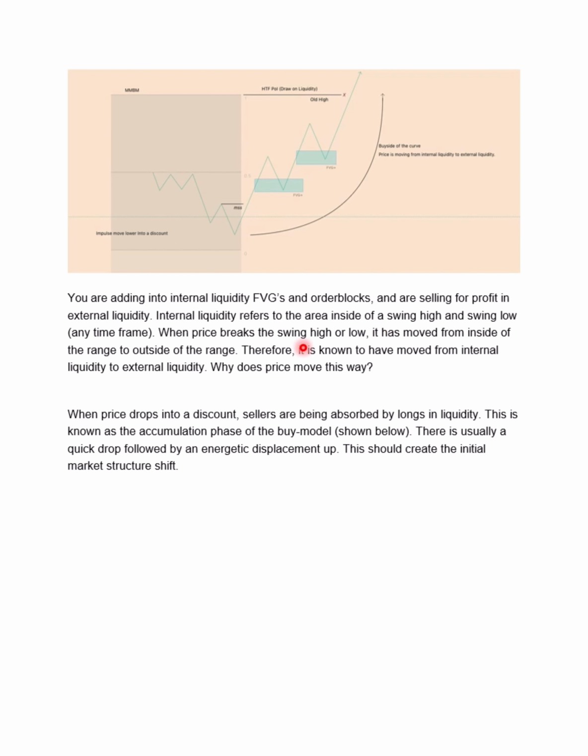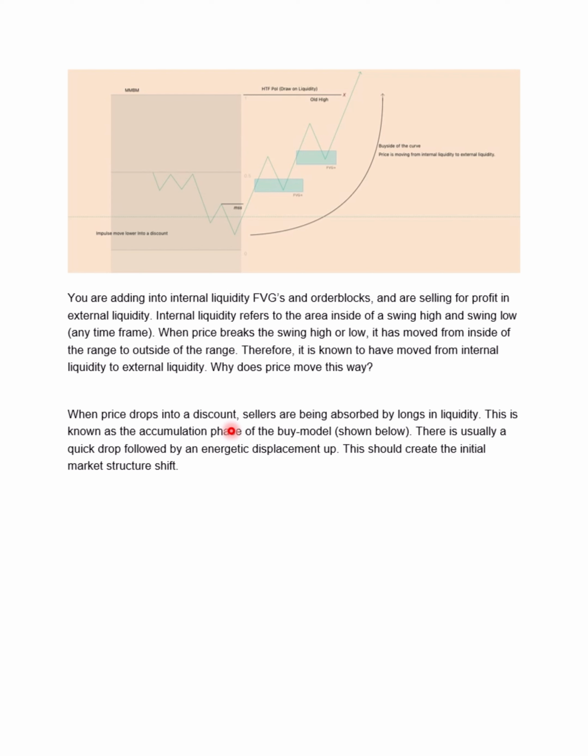That is, when price breaks the swing high or swing low, it has moved from inside of the range to outside of the range. Therefore, it is known to have moved from internal liquidity to external liquidity. Why does price move this way? When price drops into a discount, sellers are being absorbed by longs into liquidity. This is known as the accumulation phase.